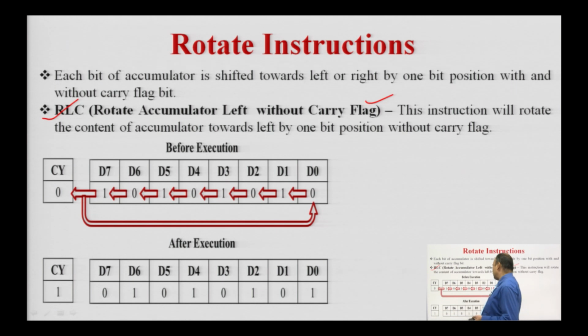Whenever this instruction is executed, each bit is shifted towards left by 1 bit position, and the D7 position bit overrides the carry bit, and the carry bit never shifts to any bit position. This is the meaning of without carry flag. After the execution, the content of the accumulator becomes 01010101, before it was 10101010, and the carry flag is set to indicate that the D7 bit was shifted into the carry bit. This is the meaning of the RLC instruction: it rotates the content of the accumulator towards left by 1 bit position without the carry flag.